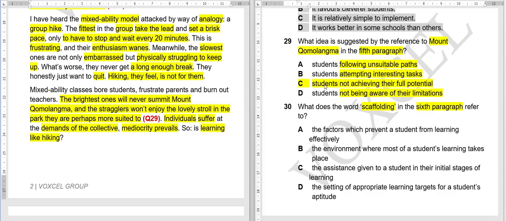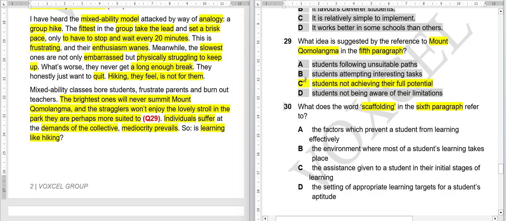I hope it is clear. Let's see why the other options are not correct. Students following unsuitable paths, there is no mention of that. Students attempting interesting tasks, again there is no mention that interesting tasks are being attempted. And about the limitations, there is no mention that students do not know what their limitations are. They are trying to overachieve, something like that. Punch above their weight, there is no mention like that. So this cannot be our answer. So the best answer for question 29 is C. I hope it is clear.